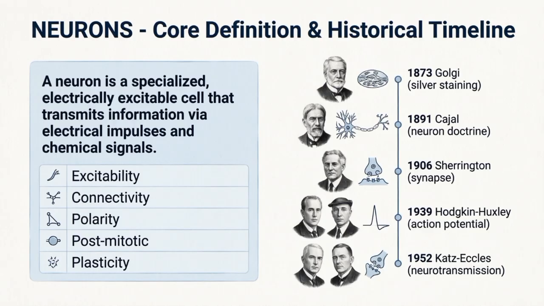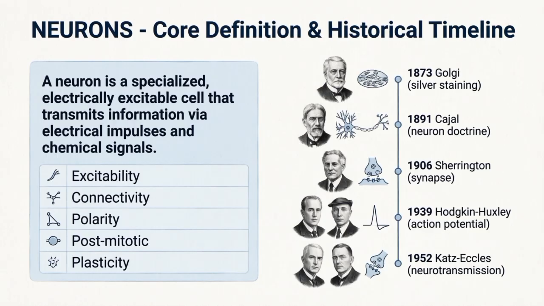First, excitability. Neurons can generate electrical signals, called action potentials, in response to stimuli. Second, connectivity. A single neuron can form synaptic connections with 10,000 or more other neurons. Third, polarity. Information flows in one direction through a neuron, from dendrites to cell body to axon to synapse. Fourth, postmitotic. Most neurons cannot divide or regenerate after development. Fifth, plasticity. Neurons can strengthen or weaken their connections based on activity patterns.